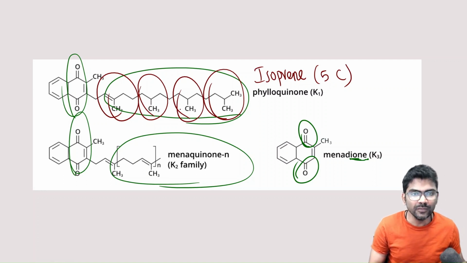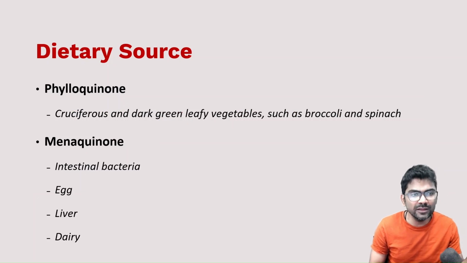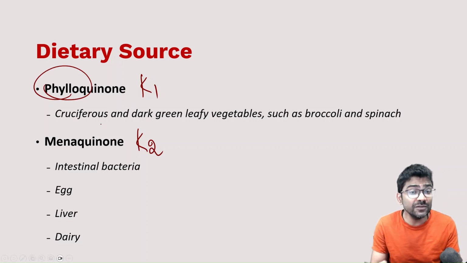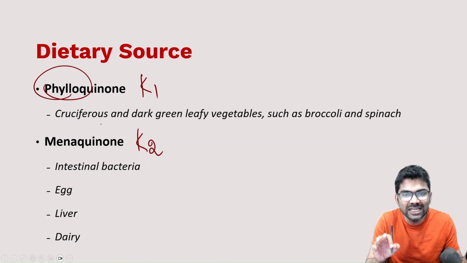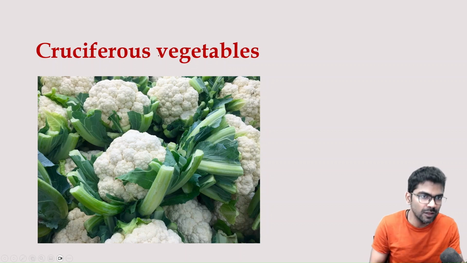All right. Let's quickly discuss the dietary source of K1, K2, K3. K3 is a synthetic compound. So leave it. What about K1 and K2? Phylloquinone, as the name suggests, it is there in plants. What kind of plants? Cruciferous and dark green leafy vegetables such as broccoli, spinach. Look at this. Cauliflower, that is gobi, cruciferous vegetable.